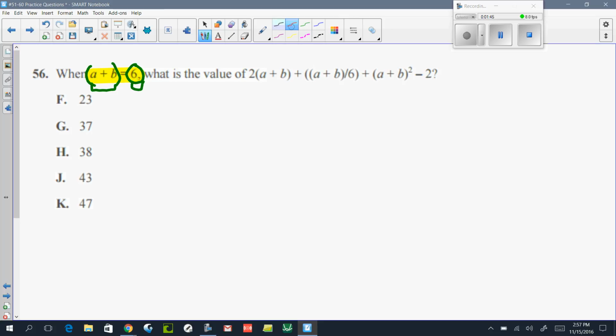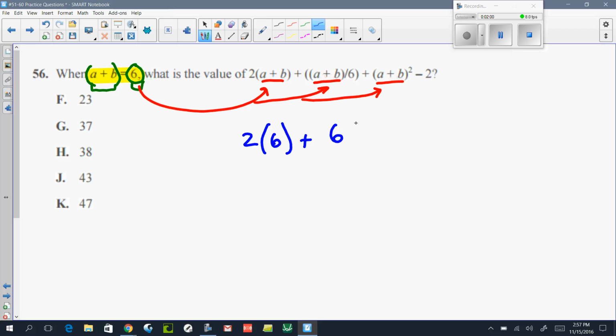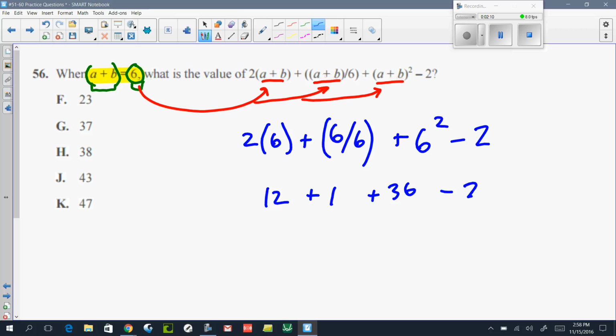So really, this is a substitution problem. Anywhere we have a plus b in this problem, we are going to replace it with 6. So we're going to plug in 6 there, and 6 there, and 6 there. When doing so, we would have 2 times 6 plus 6 divided by 6 plus 6 squared minus 2. This is 12 plus 1 plus 36 minus 2.